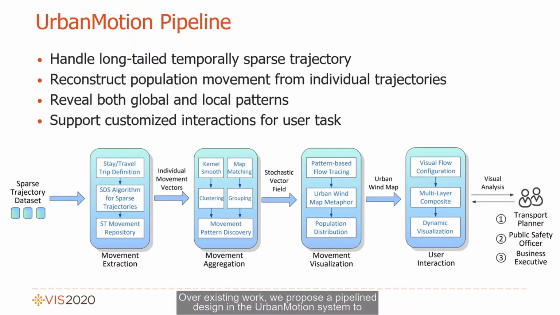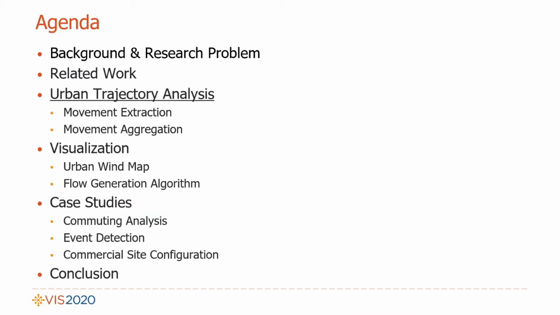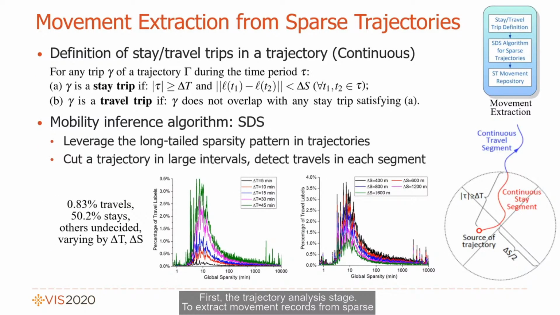Over existing work, we propose a pipeline design in the UrbanMotion system to fulfill the design goal of this work. We will introduce the stages of the pipeline in detail. First, the trajectory analysis stage. To extract movement records from sparse trajectory data, we first define the concept of stay and travel trips in the trajectory. The definition is consistent with existing literature. Thanks to the long-tail sparse nature of our data, we are able to design an algorithm called SDS to accurately infer the stay and travel trips on each trajectory. Again, you can find the details of the definition and our algorithm in the paper.